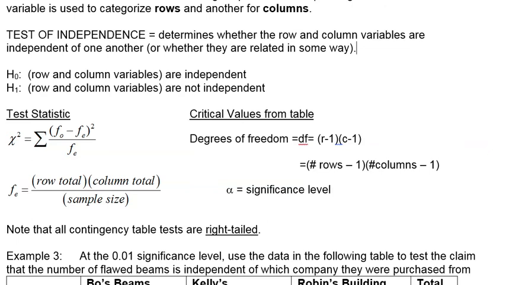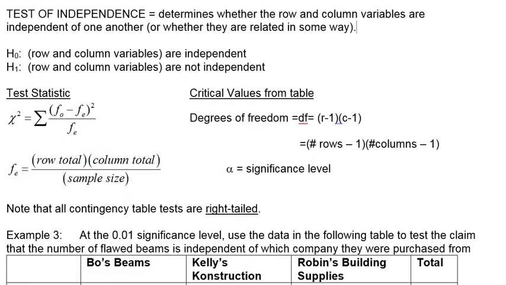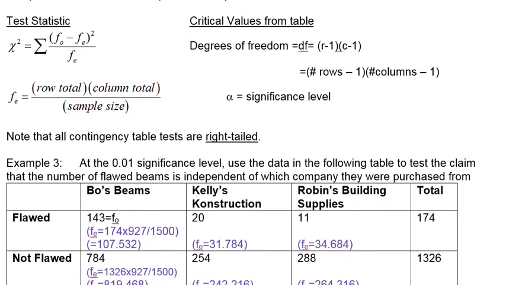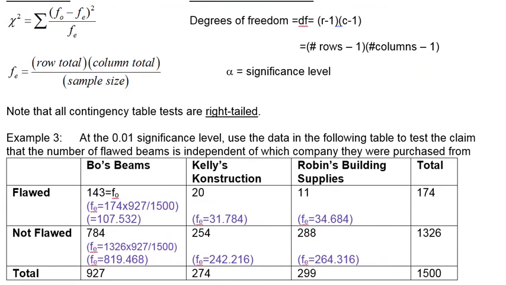So, first question, we've got this set of information about different suppliers and the beams they are supplying. Which one has a higher number of flawed beams? Obviously the number of flawed beams is going to depend on the total that you get from each supplier. So we wouldn't expect these to be equal, even if they were independent, because we're not getting the same numbers from each supplier.